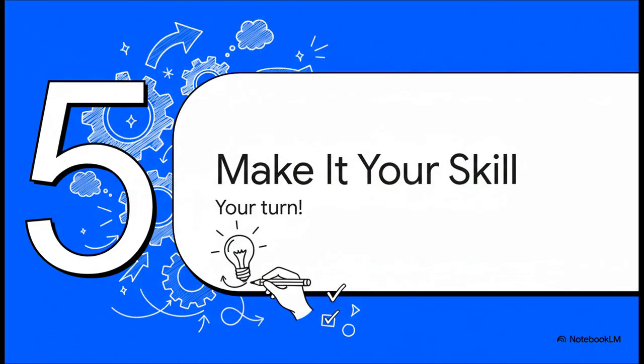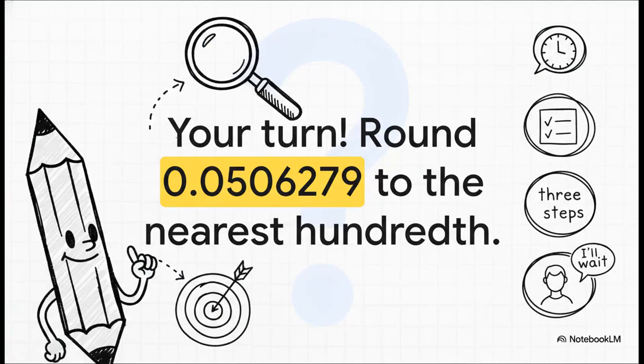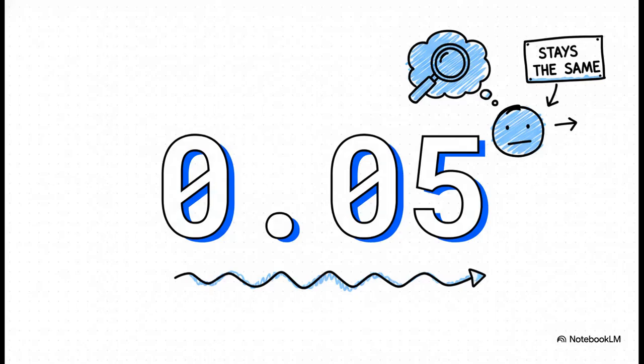So you've seen the rule, you've seen the steps, and you've seen some examples. Now comes the most important part. It's time for you to practice. It's your turn to give it a try. All right, check this out. Here's a new number for you, 0.050627. Your job is to round this number to the nearest hundredth. Go ahead and take a moment, think about those 3 steps. I'll wait.